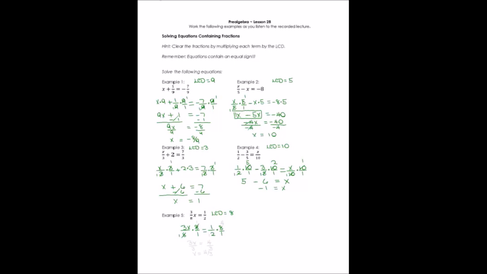Cross-reduce the first one. The 8's go away. I end up with 3x is equal to, reduce these fractions, and I end up with 3x is equal to 4. Now I want to divide both sides by the coefficient of x, and that gives me x equal to the fraction of 4/3.